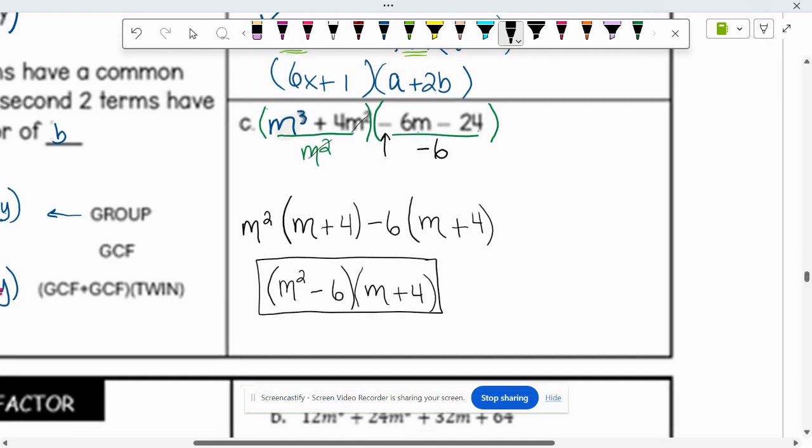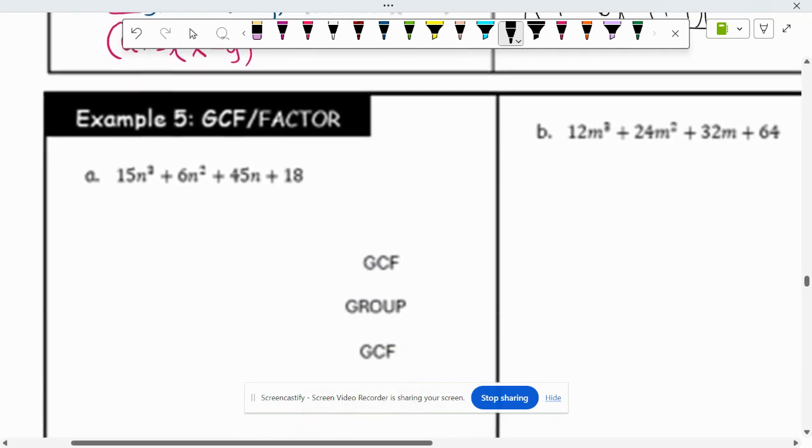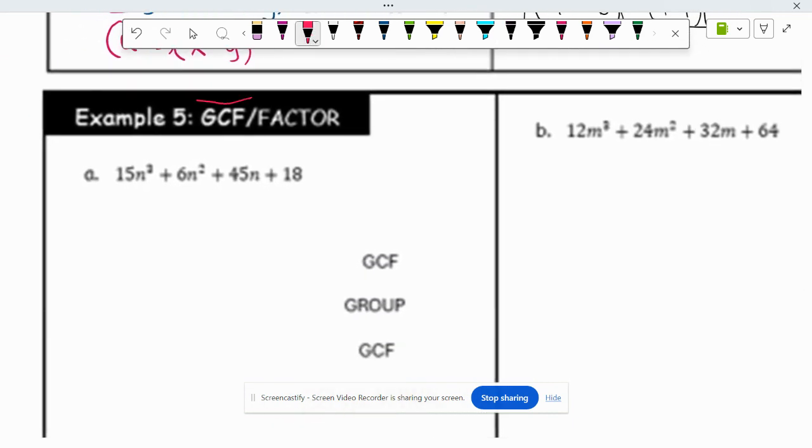Okay. I think something weird is going to happen with our next term. So example number 5 says, hey, you're going to factor, but what does this say? Yeah, you need to look for a GCF first. The number one rule of factoring is to look for a GCF first. Because that's the first thing you learned, right? So first, we're going to look for a GCF.